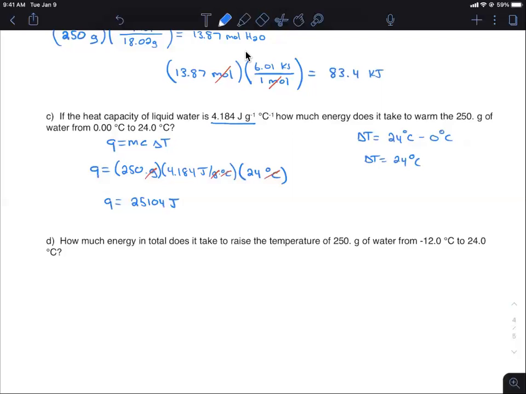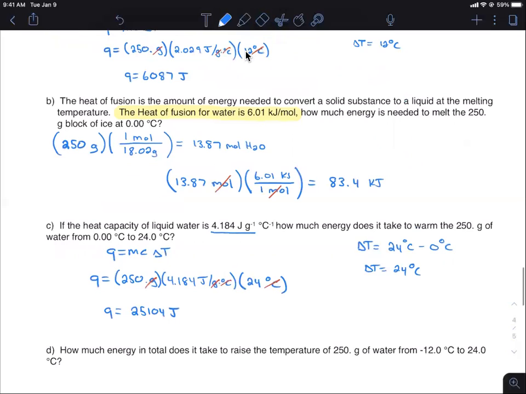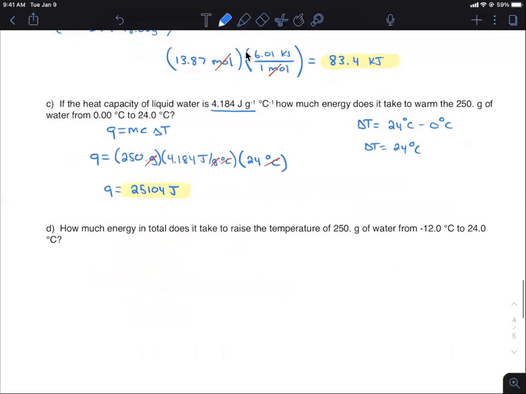Part D now says, how much energy in total does it take to raise the temperature of that piece of ice from negative 12 to 24? This is now the sum of our 3 steps. So the total amount of energy, we're going to have to add our 3 values. We're going to add together the 6087 joules plus the 83 kilojoules plus the 25,000 joules. Watching out for units, I'm going to convert everything into kilojoules.